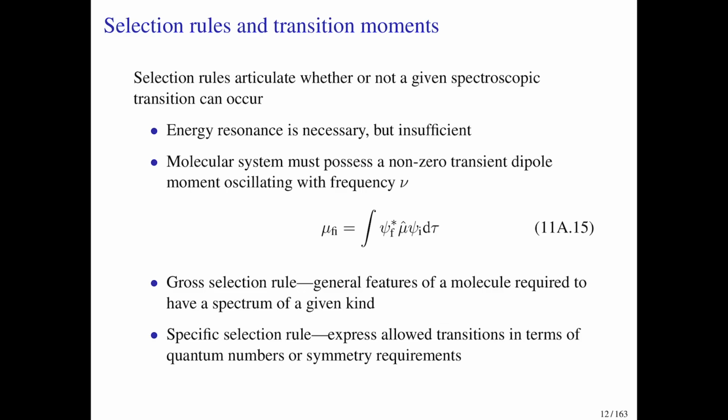If it doesn't have a permanent dipole moment, then you can't use microwave spectroscopy, or at least absorption spectroscopy, to study that molecule, because it just doesn't absorb. So that's what we mean by a gross selection rule. What are the general features of the molecules that need to be in place in order for that spectroscopy to work? The specific selection rules are expressed in terms of quantum numbers of states. So what is the quantum number of state I and the quantum number of state F in order for this to be non-zero? This often involves various aspects of symmetry, as we'll see.